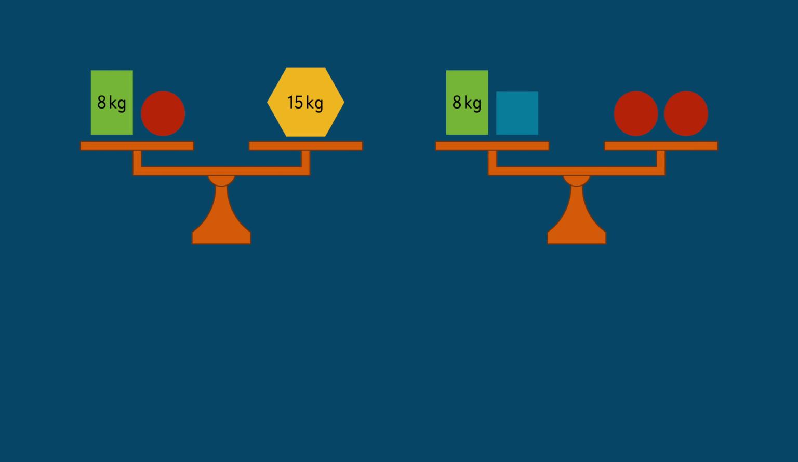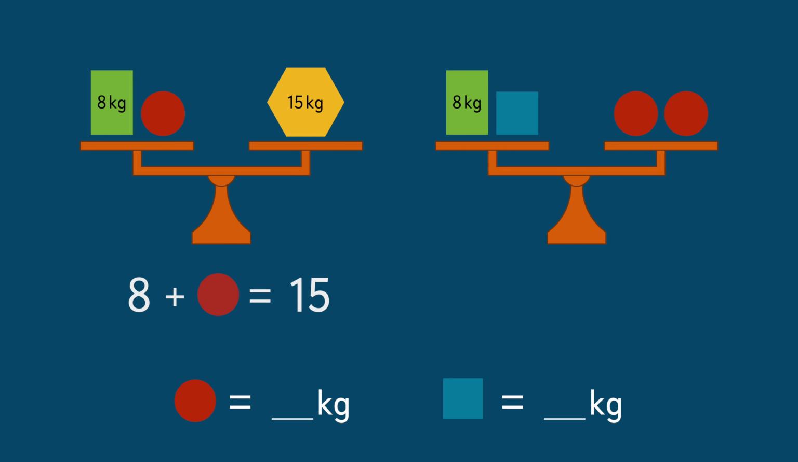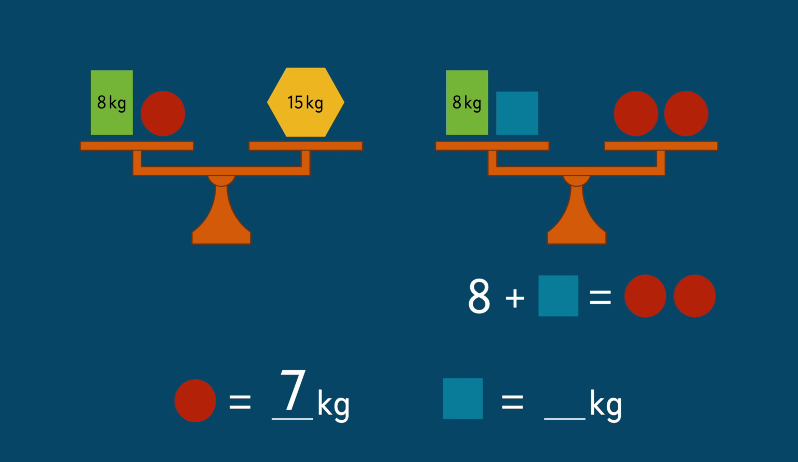Let's take a look at another picture. Use what you know to figure out the missing values. The first balance shows a simple subtraction situation. We have 15 on one side and 8 on the other, so we know the circle on that side must have a value of 7 kilograms because 8 and 7 is 15. If that is the case, the two circles on the right side of the second pan balance must have a total of 14 kilograms because 7 and 7 is 14. And that again leaves a simple subtraction problem to determine the value of the small square.